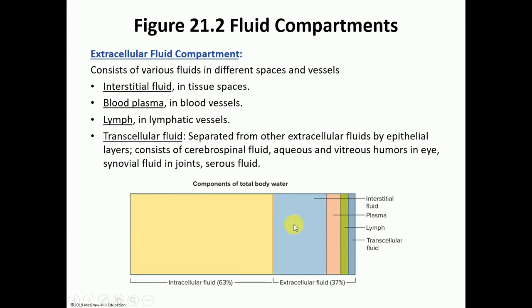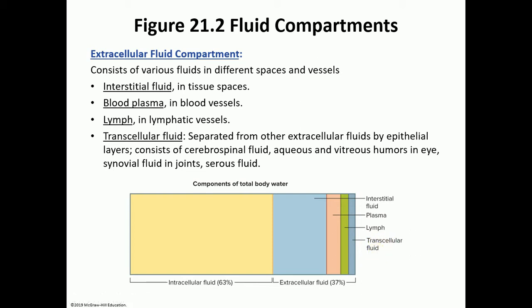If we take a look at this bigger picture, again, you can see your intracellular fluid, which is the fluid inside of the cells, makes up about 63%, while the remaining 37% are found outside of the cell. So where do we find the majority of that? That would be what is known as your interstitial fluid. Interstitial fluid is the fluid found between cells or between tissue. Followed by plasma, which is the fluid found in our blood vessels. Followed by the amount of fluid found in our lymph. And then whatever is remaining is found in what is known as transcellular fluid.